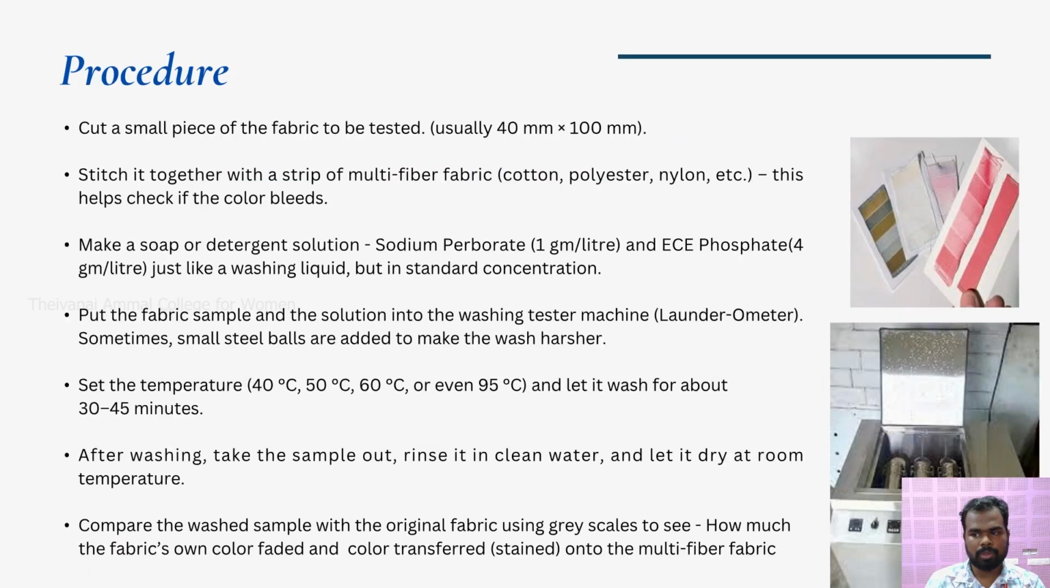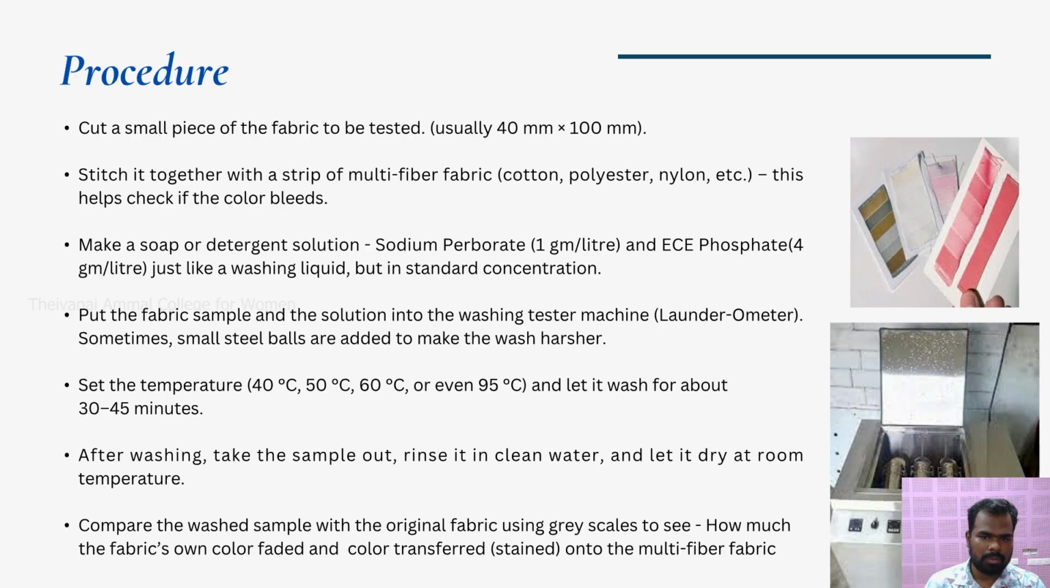Initially the procedure is you have to sew the multi-fiber strip with the dyed fabric. In this image you can see the length of the multi-fiber strip with the dyed fabric. Once you have stitched through machine, or you can go for hand stitch, after that you have to take multiple steel containers to set up the washing fastness.